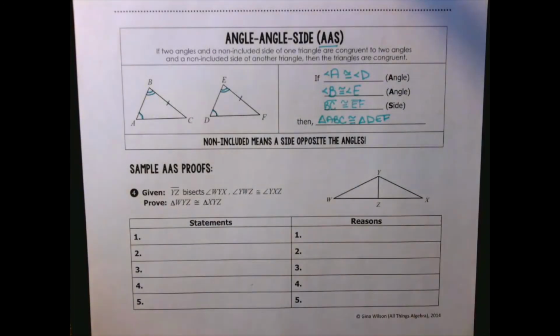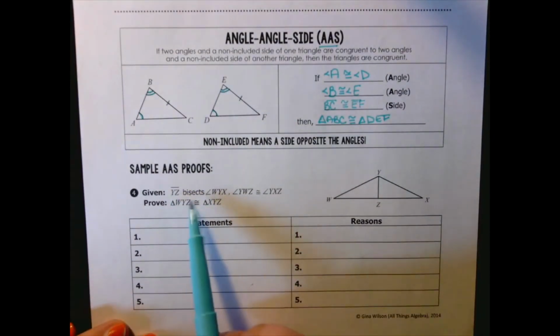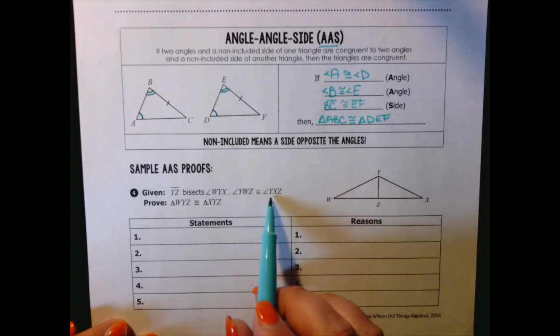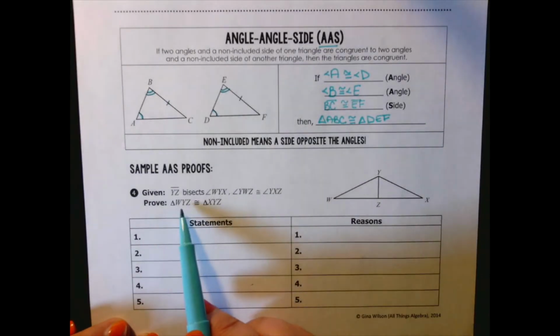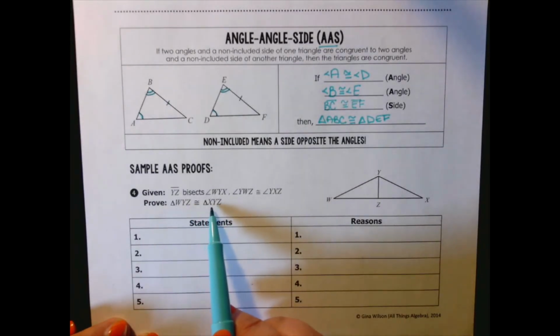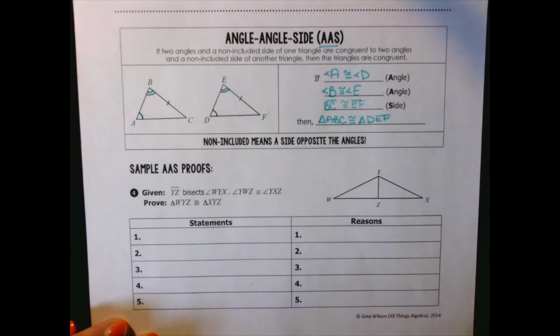Alright, so going over number 4 with you. So I have YZ bisects angle WYX. Angle WYZ is congruent to angle YXZ. And we want to prove that triangle WYZ is congruent to triangle XYZ. So these two triangles are congruent.